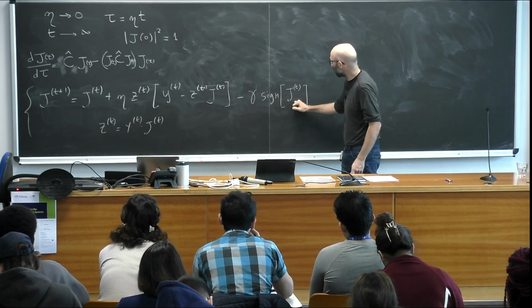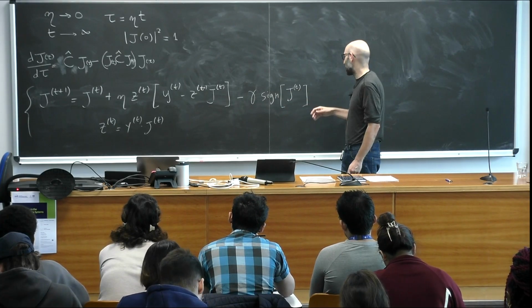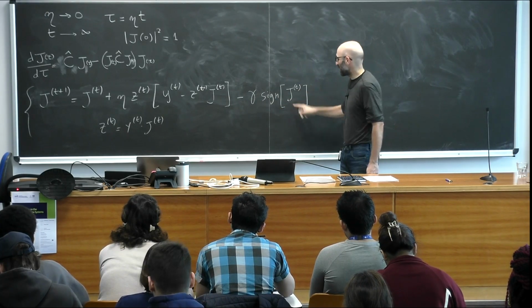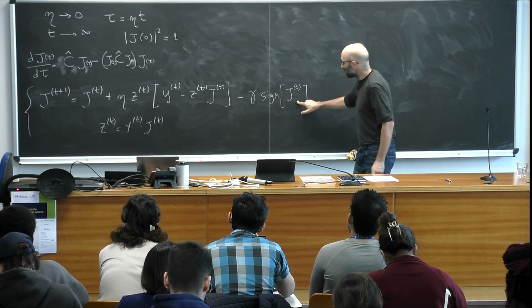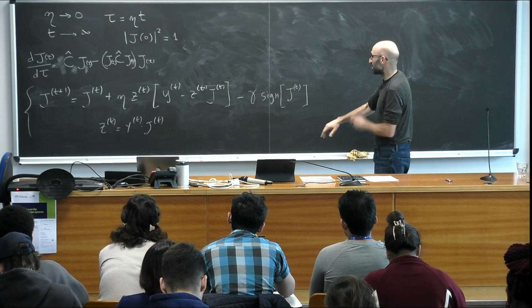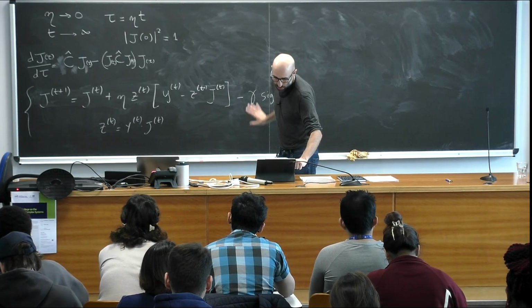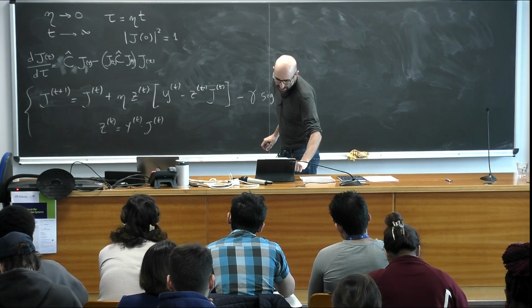So if the weight is positive, you put a minus gamma. If the weight is negative, you increase the weight. This sign is done component-wise, so on each component. Okay, so you can add this penalty.